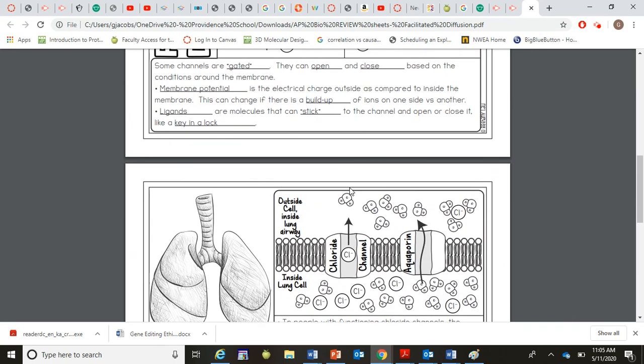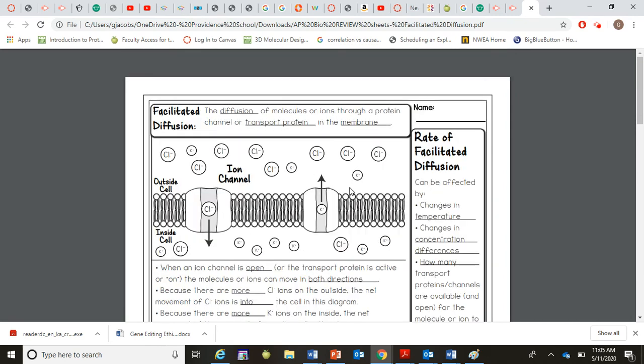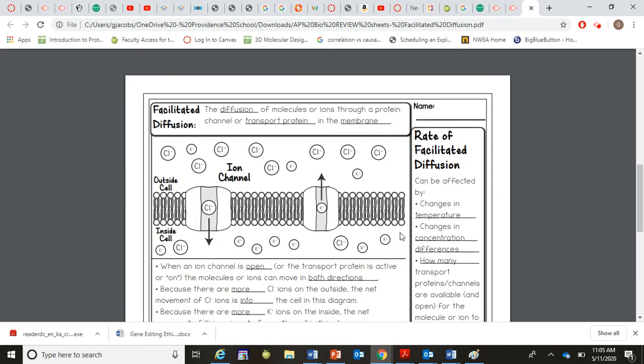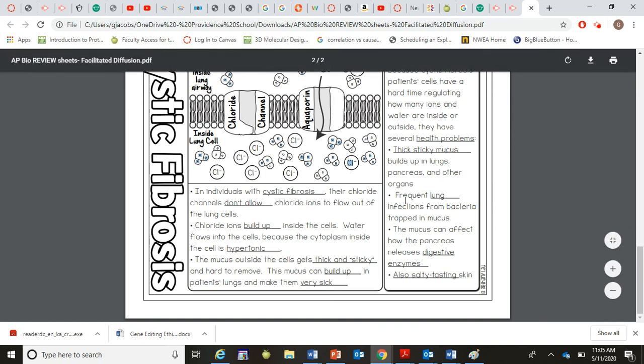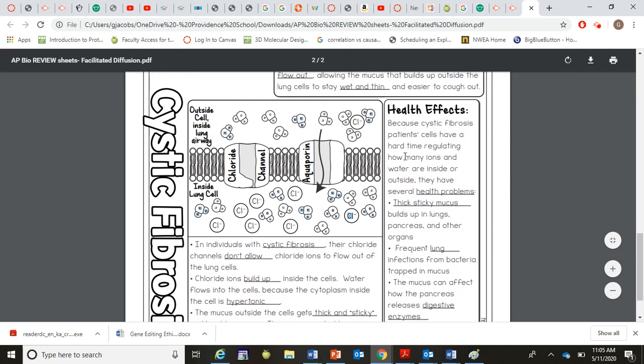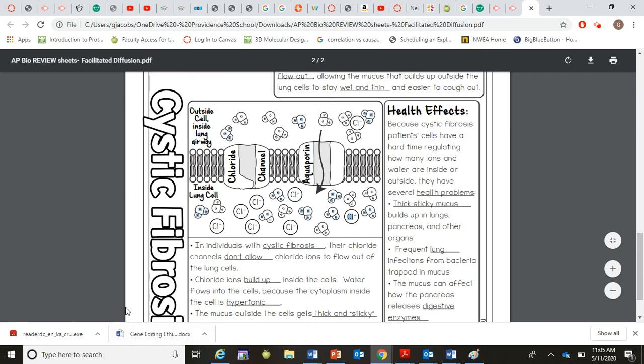So that is diffusion, osmosis, and facilitated diffusion. I'm going to make another video about water potential in just a second, so make sure you follow up this video with the water potential video.